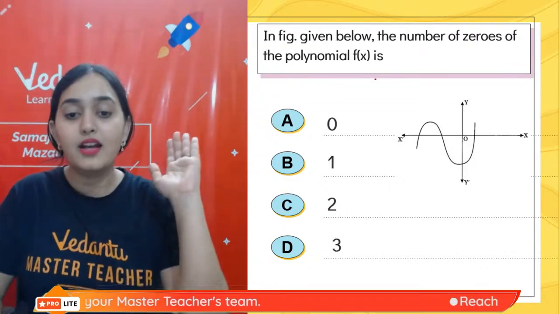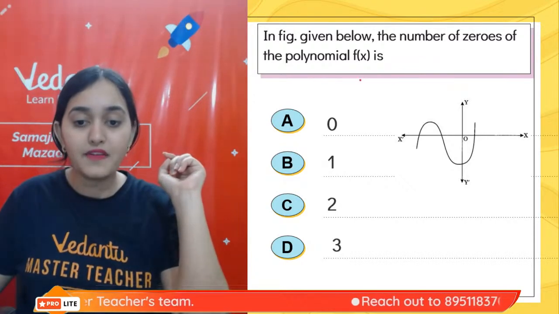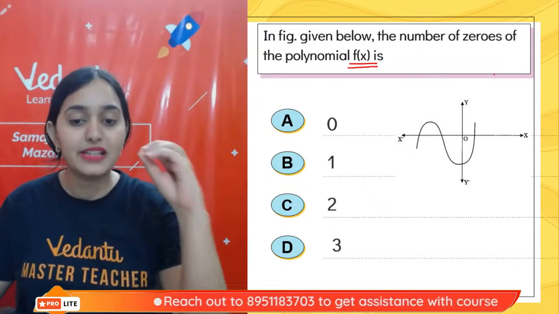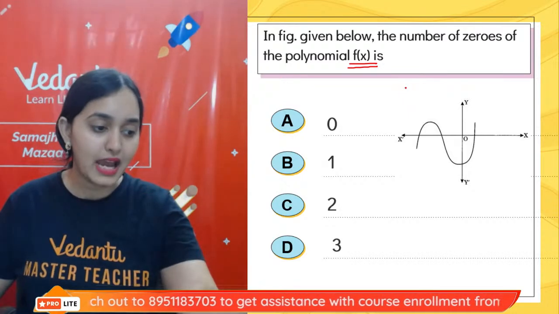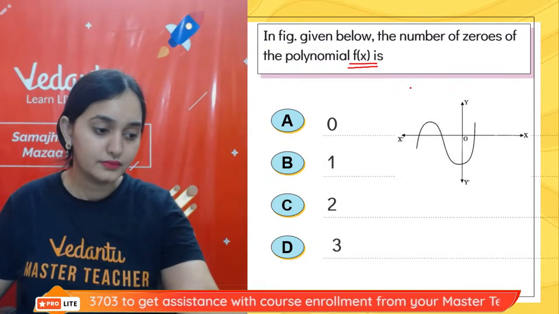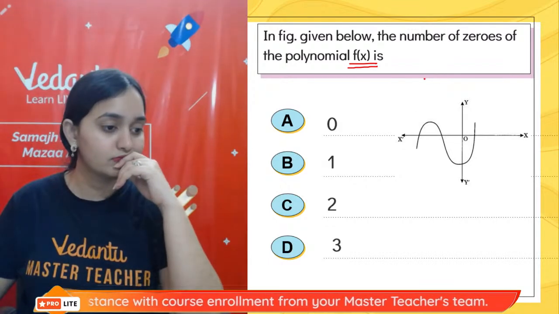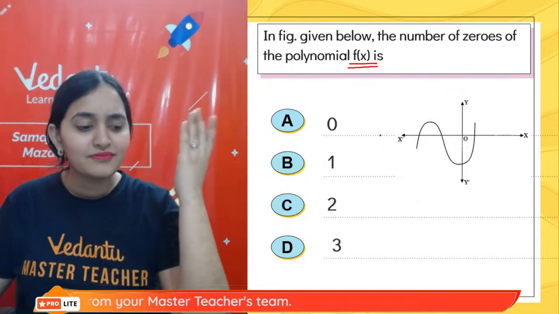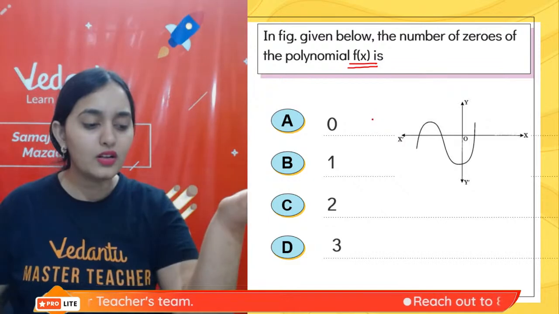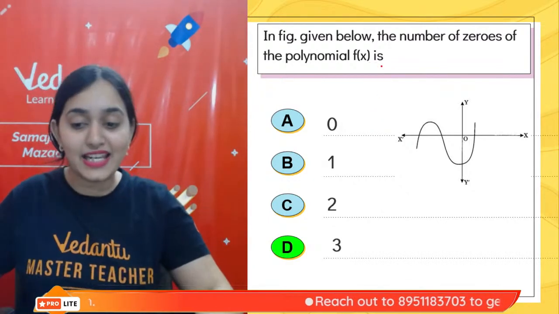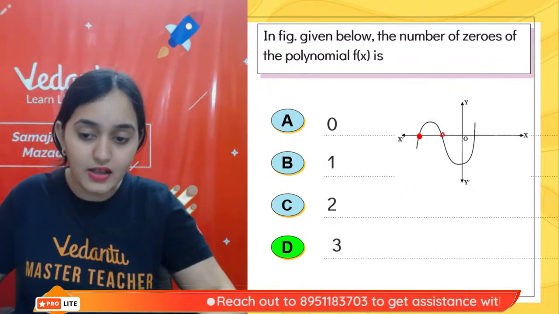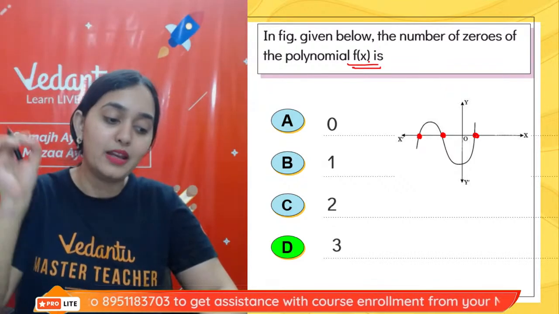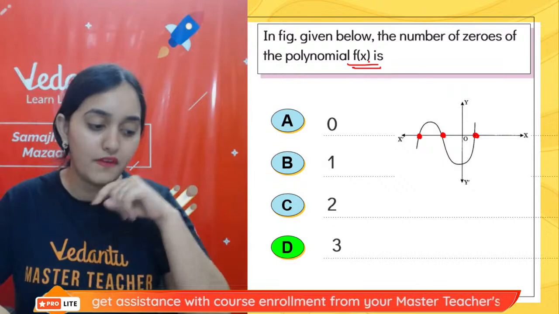Alright? Remember that. Next. In this particular given figure, the number of zeros for the polynomial f(x) will be dash. Three, two, four, what? Yes, option D. There will be 3 because it is crossing the x-axis at 3 distinct points, and this is a polynomial in the variable x. So therefore it will be 3 zeros of the polynomial.